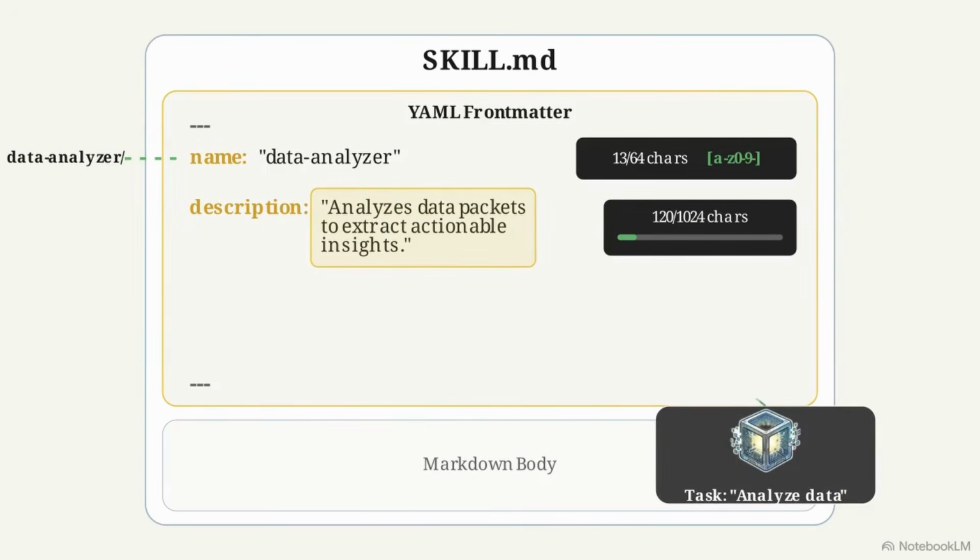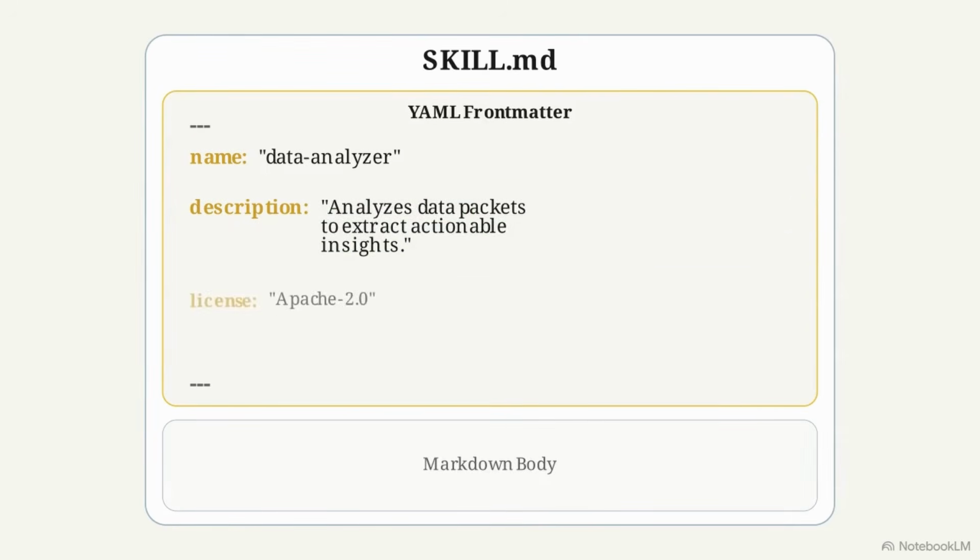This description is the primary activation trigger. When a user gives an agent a task, it scans available skill descriptions for a match. You can also include optional fields like license or metadata for tracking, though they don't affect how the skill triggers.